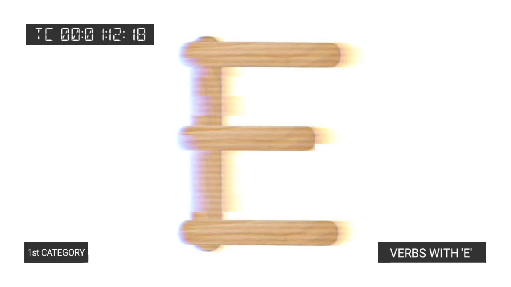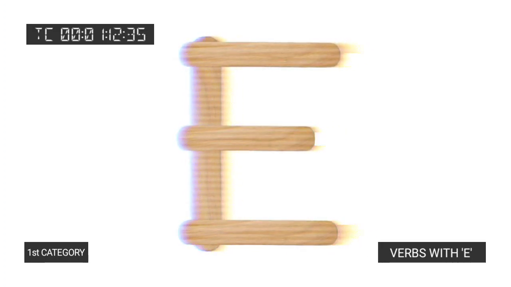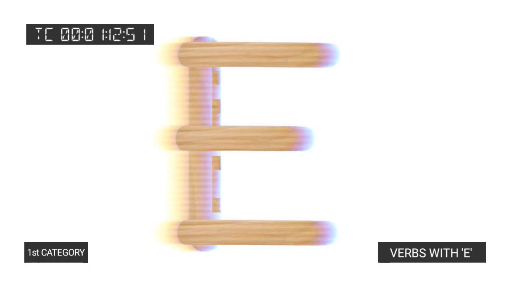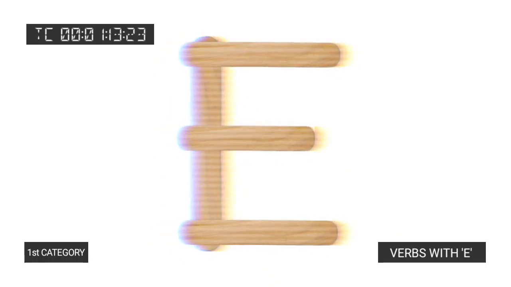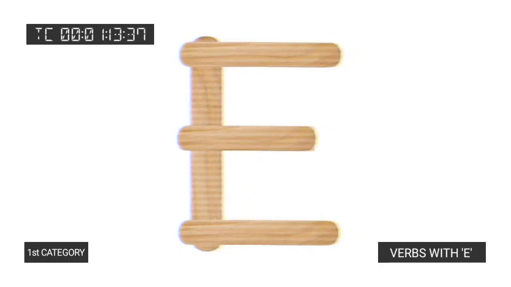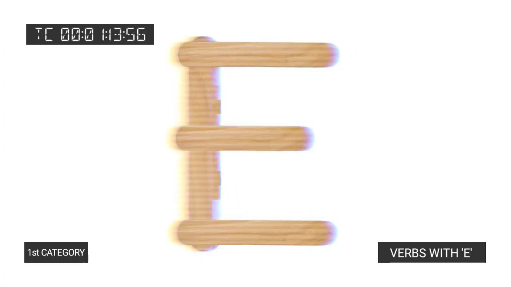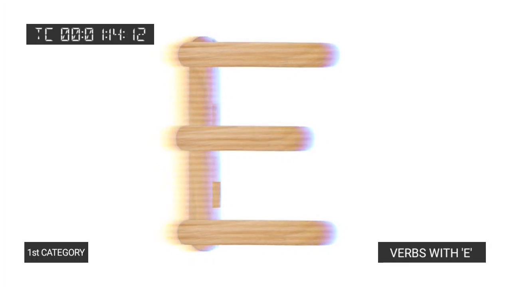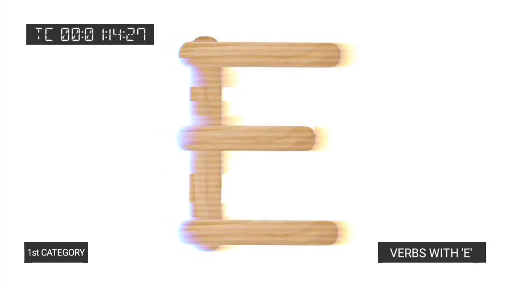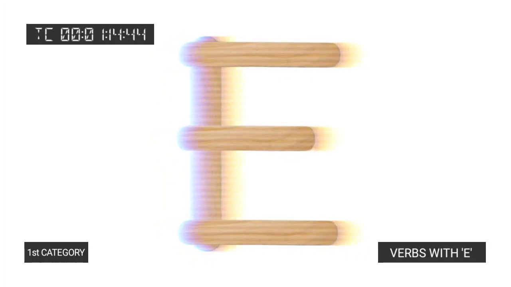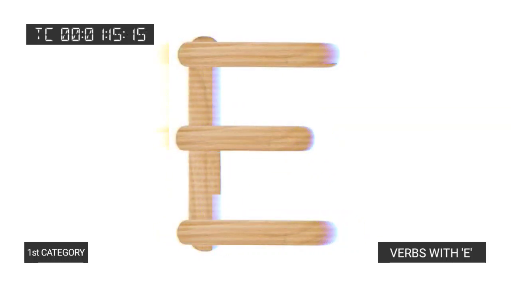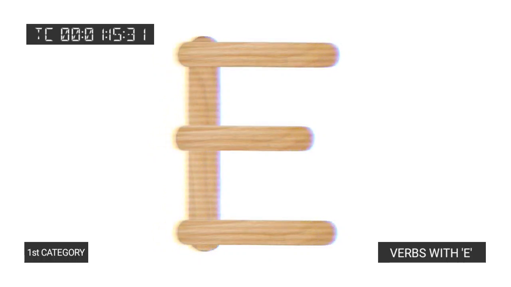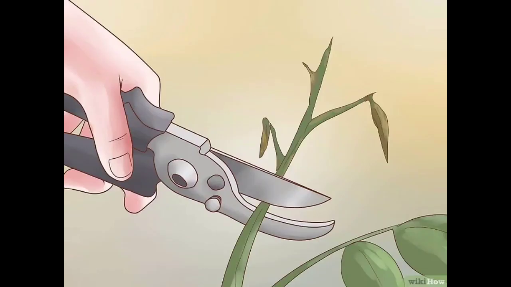The first category is the category of verbs that end with e at the termination with the first person je in the present. I repeat, verbs that end with e in French with the first person je in the present. Let's see together this example.